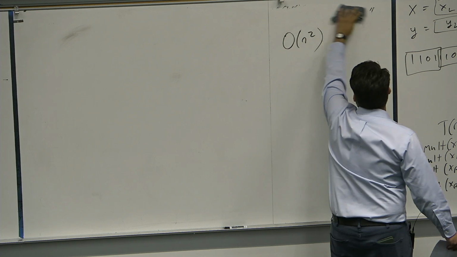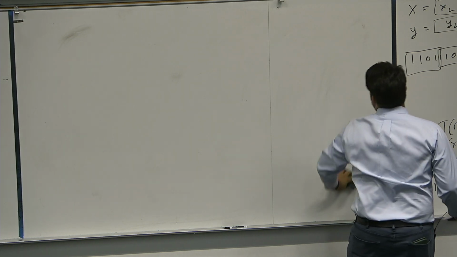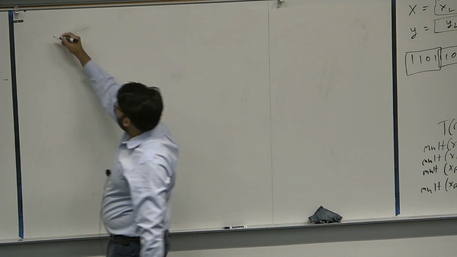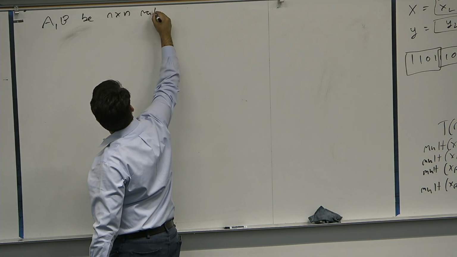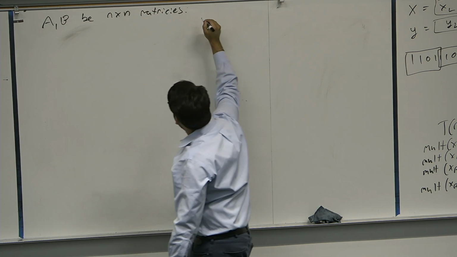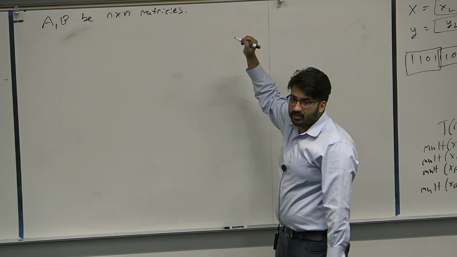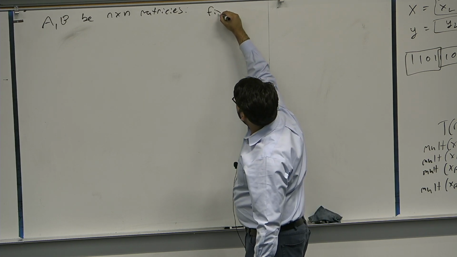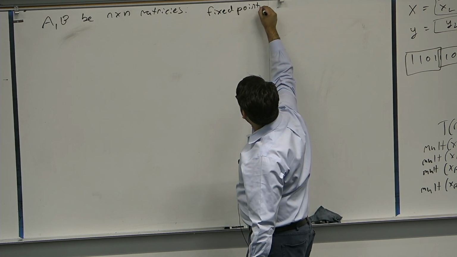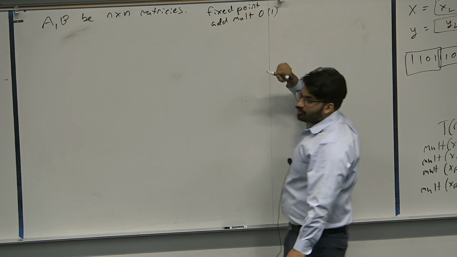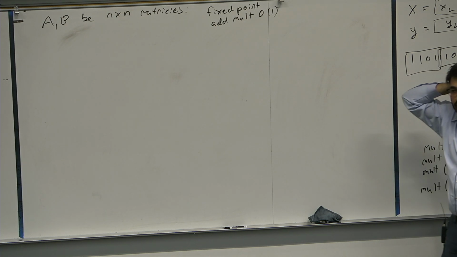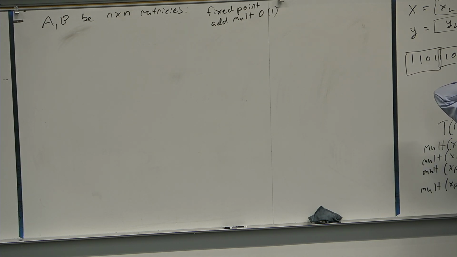Suppose we want to do matrix multiplication. Let A, B be n by n matrices. And let's suppose we're working in fixed point arithmetic. That means add and mult are O(1). So we're not trying to concern ourselves with the time it takes to add or multiply the elements of those two. We're trying to concern ourselves with the number of such operations.